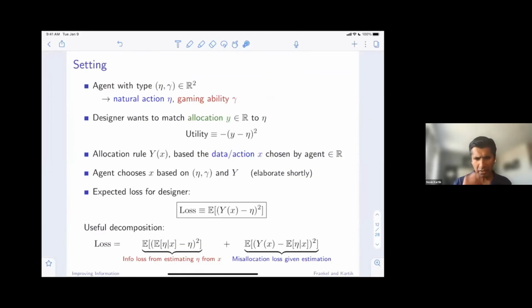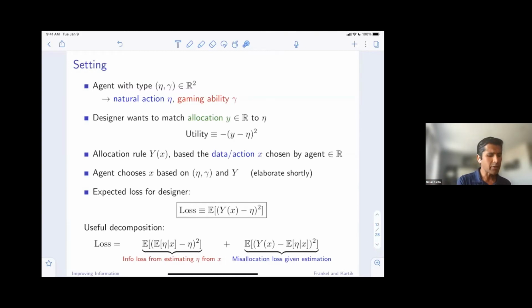Okay. So a very useful decomposition that's going to guide a lot of our thinking about this is to decompose this welfare loss into two pieces. One of them is the information loss, and the other is the misallocation loss. Because of the quadratic form, we can think about this loss as decomposed into two pieces. The first piece is, how well are you able to estimate the natural action from the agent's data x? The quadratic loss associated with that aspect.